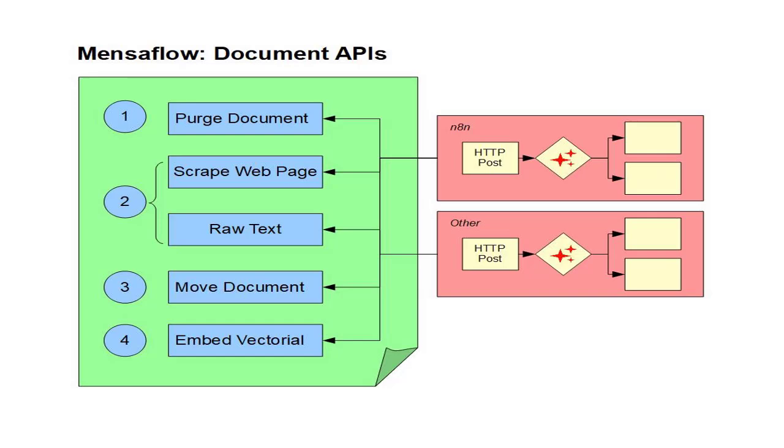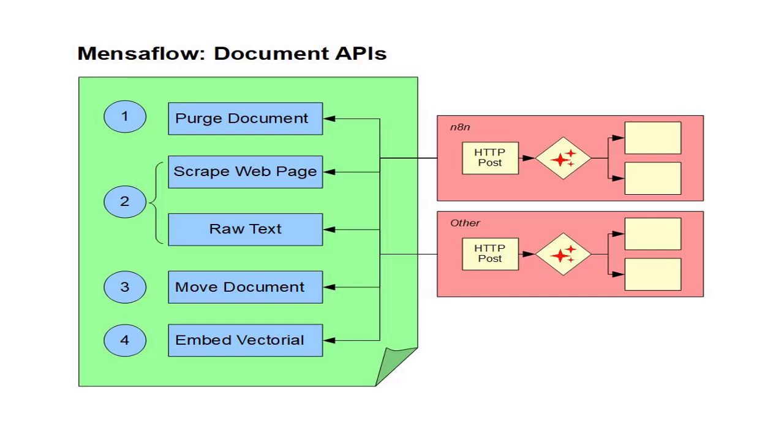You may or may not want to purge the document, but you can purge the document that was there. Say it's a web page. You can scrape a web page, or you can give it raw text. There's a couple options there. You can then move the document from the documents directory into the directory that you want, and then you embed the vectorial database, and you can create workflows.